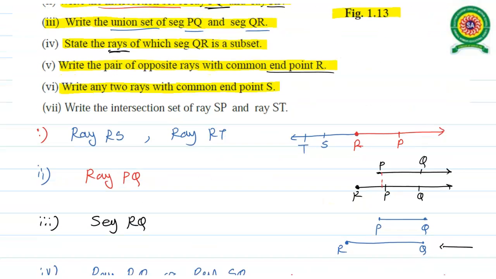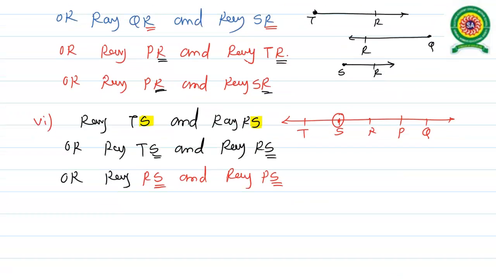Now look at the seventh sub question. We have: write the intersection set of ray SP and ray ST. Now look once at the ray SP.